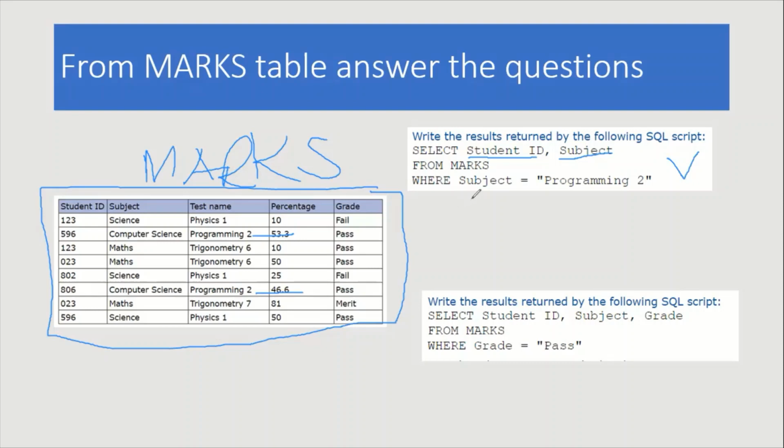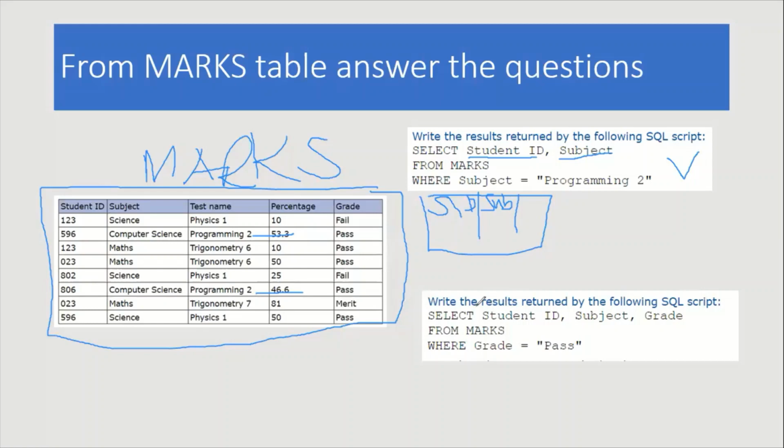So it is 596 computer science. So you'll just have 2 columns this way. You'll have the student ID and also you'll have the subject column. So you'll have your records that way. That is it.